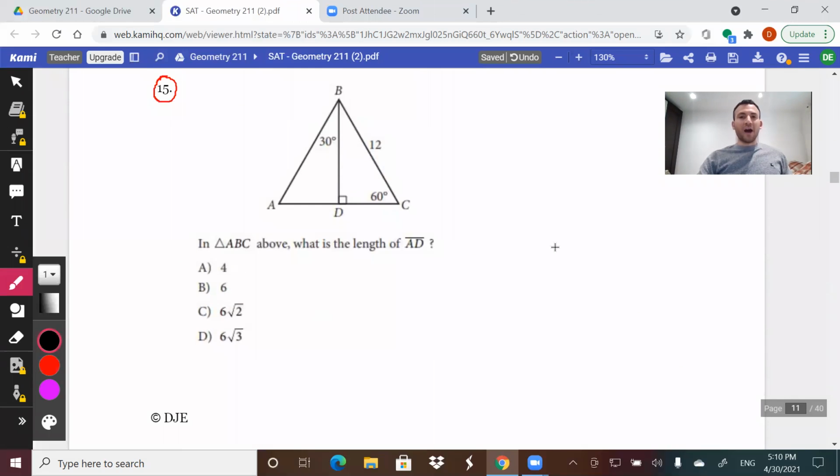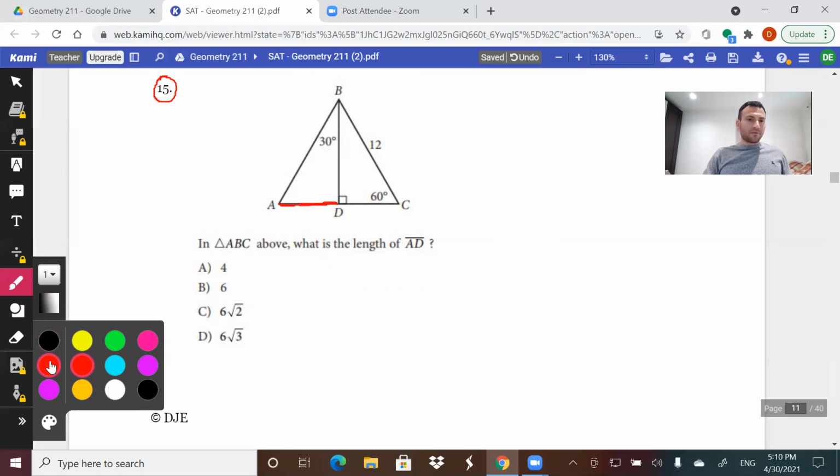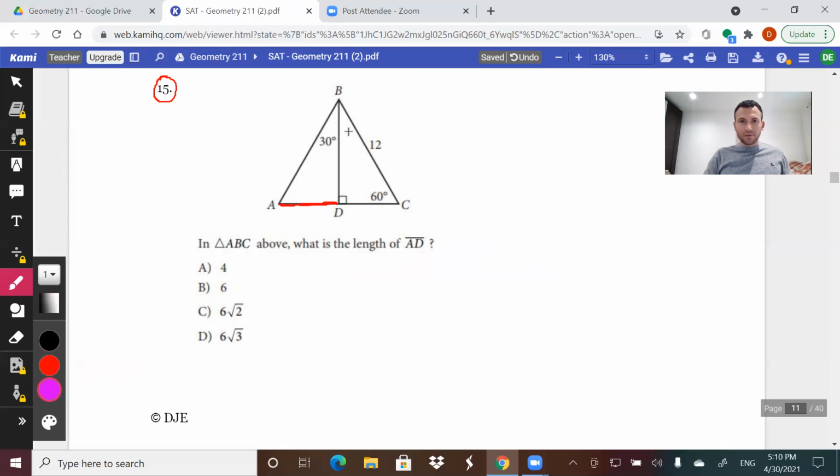Ooh, this should look very familiar. All right, so we have triangle ABC above, and it wants to know what is the length of AD. So it wants to know from here to here. So first things first, this looks eerily like it could be a 30, 60, 90 triangle. In fact, we know that this has to be 30 degrees here. And the fact that this has to be 30 degrees here means that this has to be 60 degrees up top, which means we have two 60 degrees. So this has to be 60 degrees. So this is an equilateral triangle.